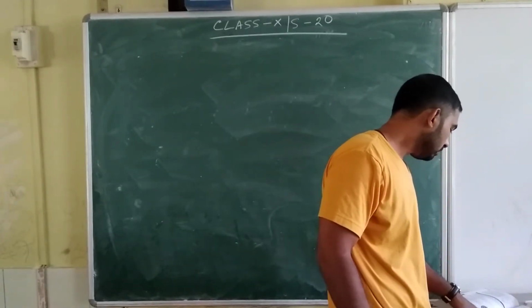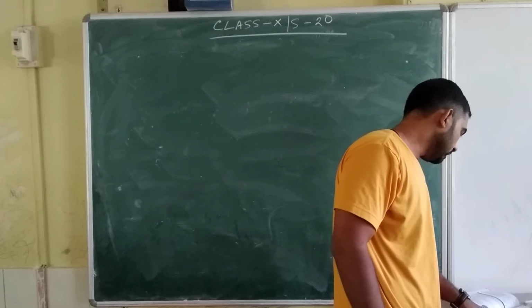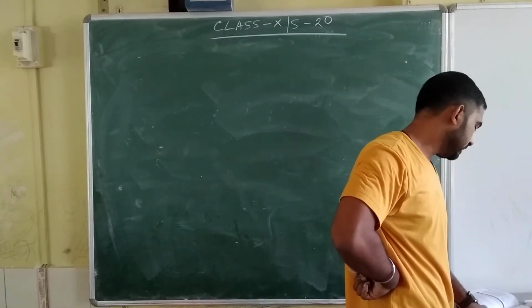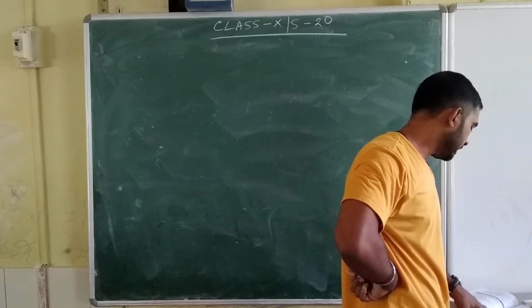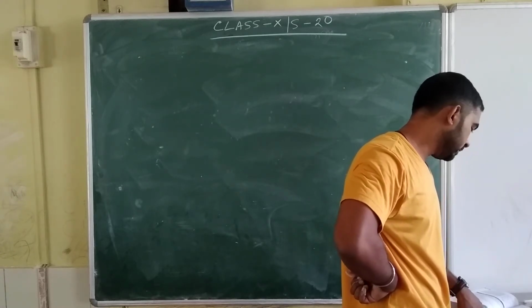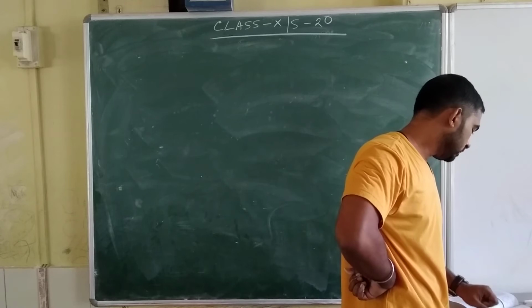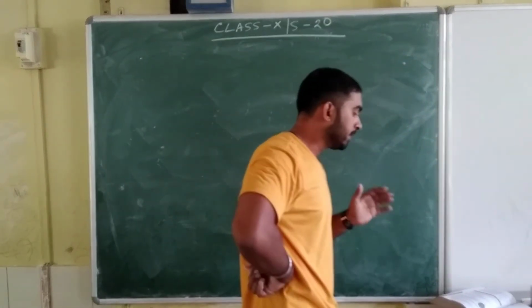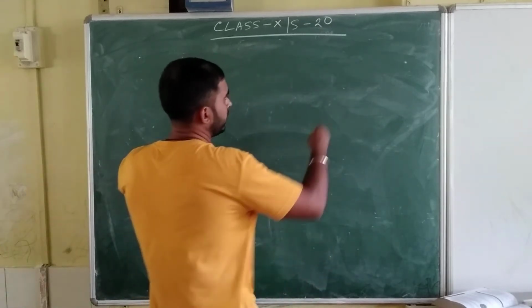Next, a chord of a circle of radius 10 cm subtends a right angle at the center. Find the area of the corresponding minor segment and the major sector. Okay, now here is a right angle triangle. So first, draw the diagram.